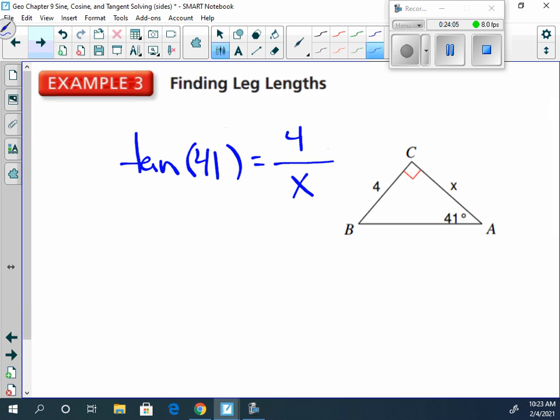Now the first step would be to multiply both sides by x. Now the ones before this, we were trying to get x by itself. Here, we're really multiplying by x to get it out of the denominator. Because if we're going to solve for it, we need it out of the bottom of that fraction. So we'd multiply both sides by x to do that.